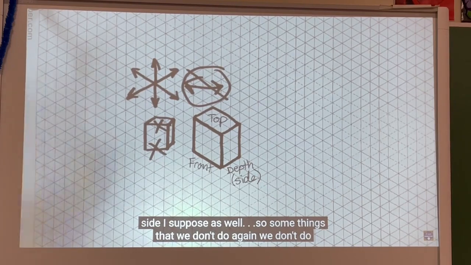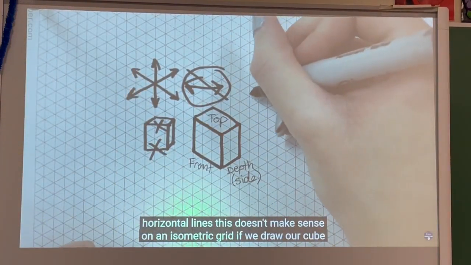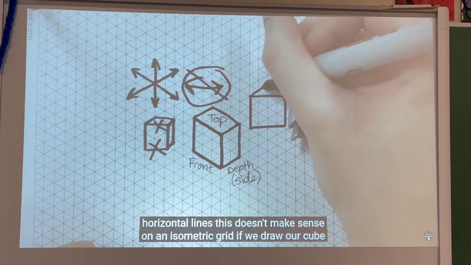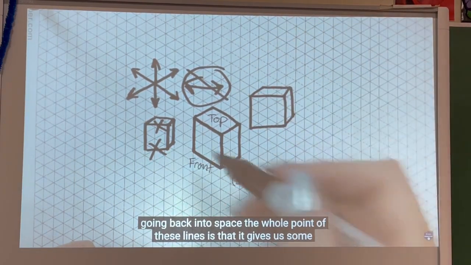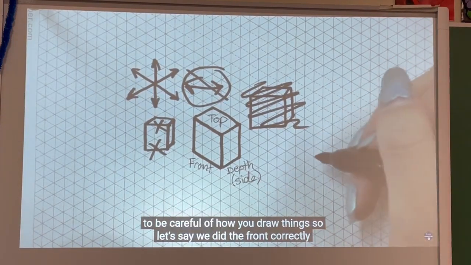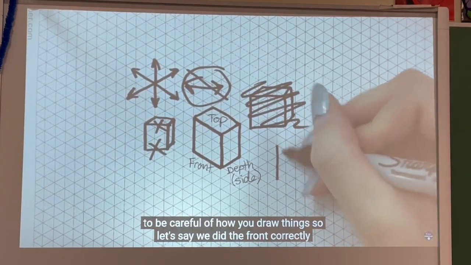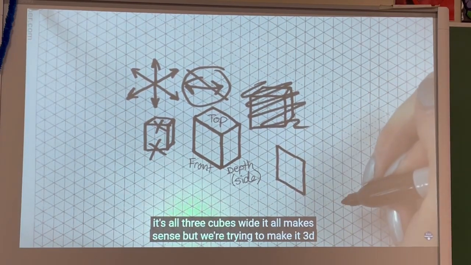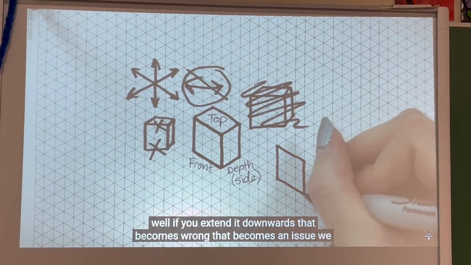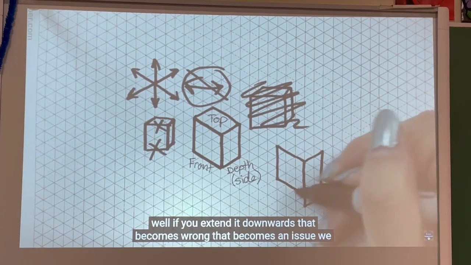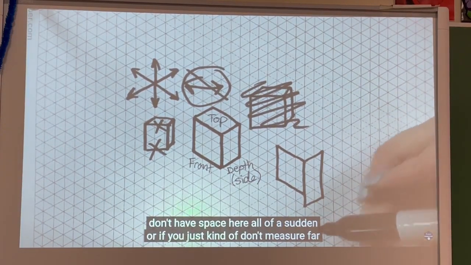So some things that we don't do, again, we don't do horizontal lines. This doesn't make sense on an isometric grid if we draw our cube going back into space. The whole point of these lines is that it gives us some rules, and this will get very confusing later on down the road. You also have to be careful of how you draw things. So let's say we did the front correctly, it's all 3 cubes wide, it all makes sense, but we're trying to make it 3D. Well, if you extend it downwards, that becomes wrong, that becomes an issue. We don't have space here all of a sudden.